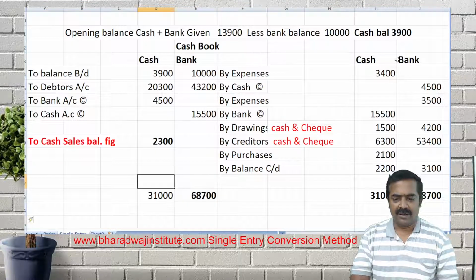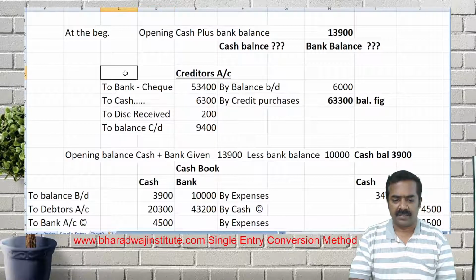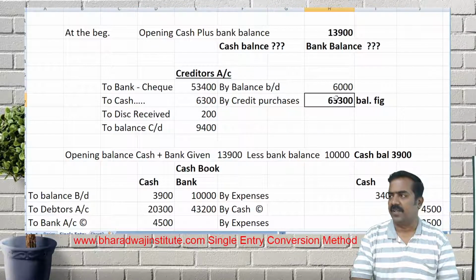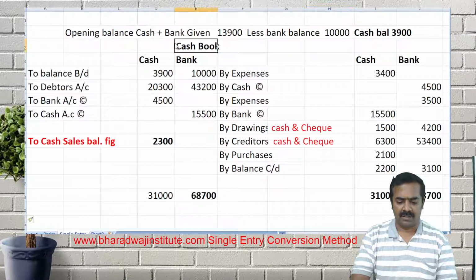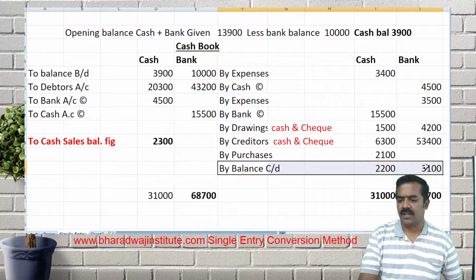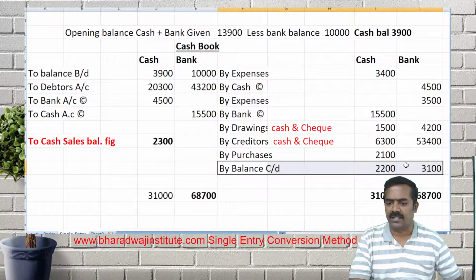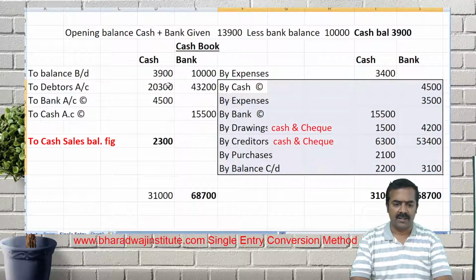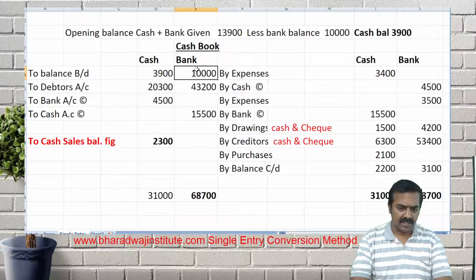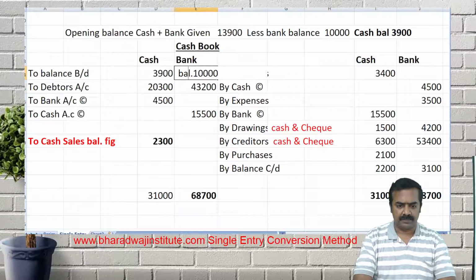But now you look at it. First you have to prepare, of course, which account? Creditors account, there is no problem. Credit purchases we get 63,300. Then we have to prepare cash and bank separately, where closing balance is bifurcated and given to us. Out of 5,300, we are given how much is cash balance and how much is bank balance, like that we can work out. Then we record all the transactions. We find out the bank balance. This 10,000 is a balancing figure.